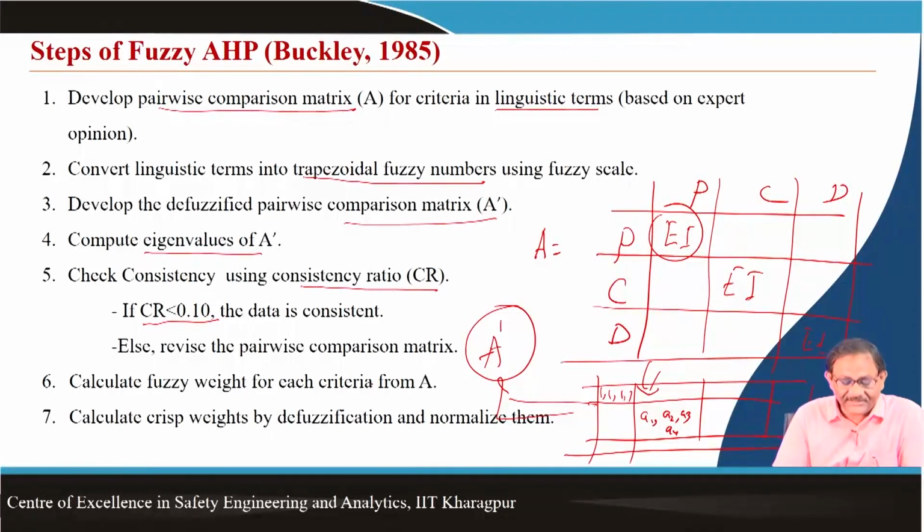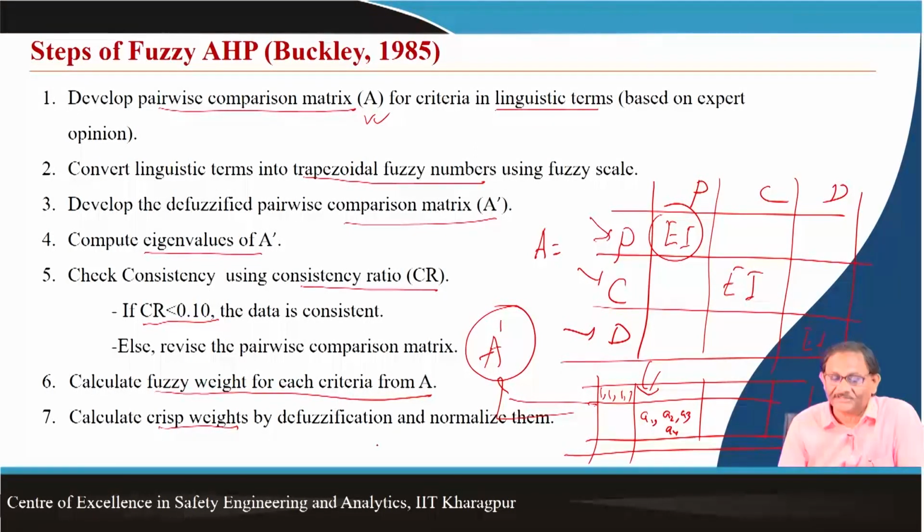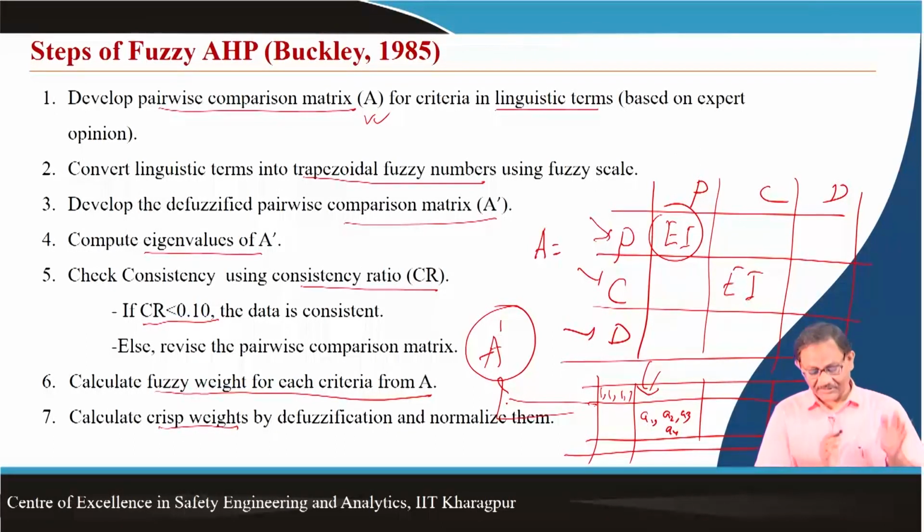So, once it is consistent, then we will go for calculating the fuzzy weight for each of the criteria, P, C and D. These 3 criteria's fuzzy weights we will compute, and then from their fuzzy weights we will again find out the crisp weight after defuzzification and normalization. This is the AHP, this pairwise comparison and this calculation for the weight of the different criteria that we are defining.